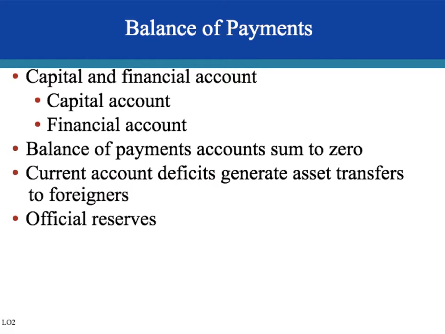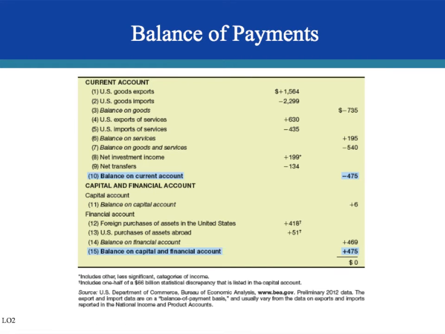Now, some of the foreign purchases of assets in the U.S. and the U.S. assets purchased abroad are official reserves of a country's central bank. And that is done to bring the current account in balance with the capital and financial accounts. Okay, so this is the balance of payments in the United States in 2012. And so you can see that they balance out, and that the sum of them equals 0.